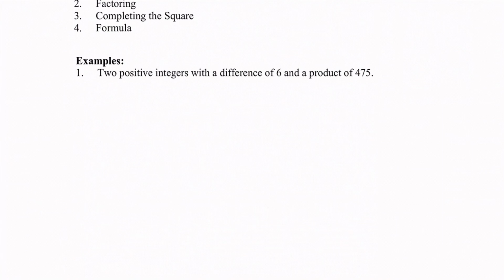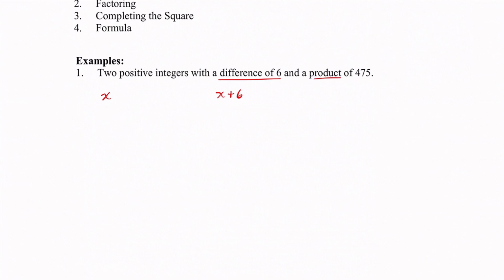So if my first number is, say, x, my next number, if they have a difference of 6, it's just going to be 6 more. So I could either have x plus 6, or you could even do x minus 6. That would be 6 less. Both of those would work. So x plus 6 or x minus 6.